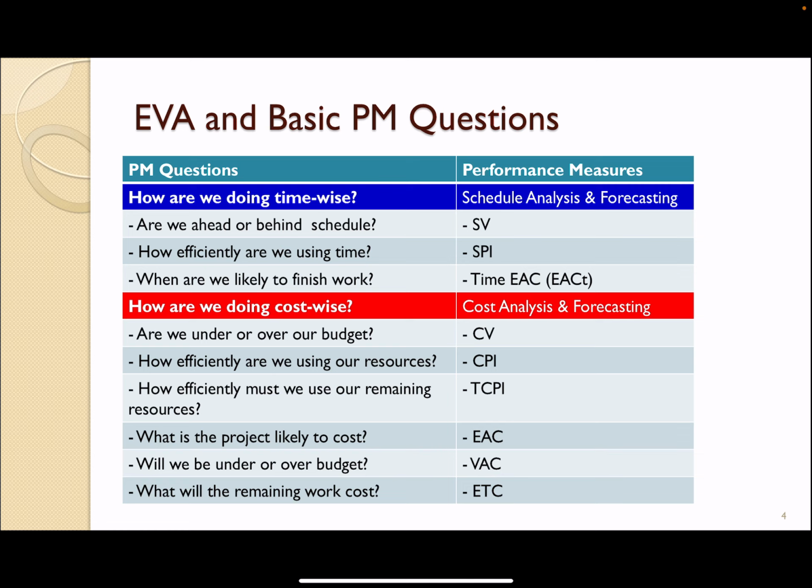What is the project likely to cost? That is EAC, estimate at completion. Will we be over or under budget? VAC, variance at completion. What will the remaining work cost? That is ETC, estimate to complete.